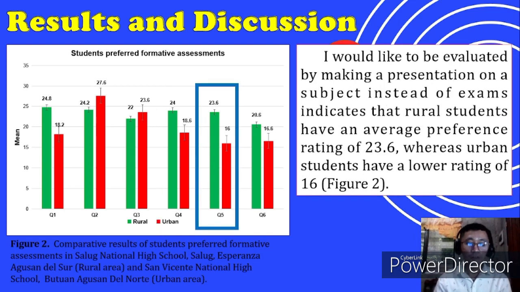In question number 5, "I would like to be evaluated by making a presentation on a subject instead of exams," rural students have an average preference rating of 23.6 whereas urban students have a lower rating of 16. This suggests that the rural students on average have a stronger preference for presentation-based assessment compared to the urban students.